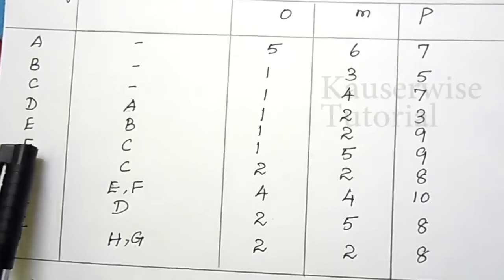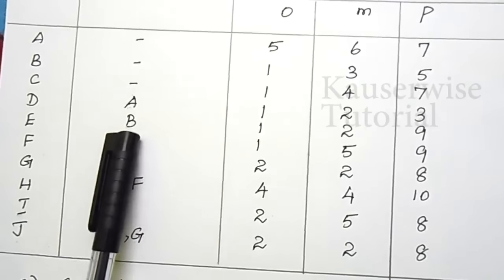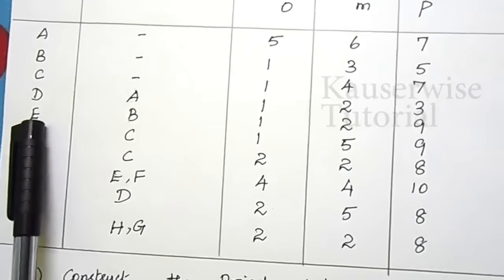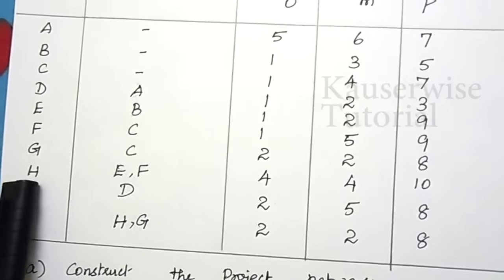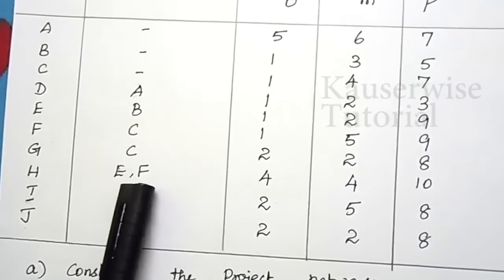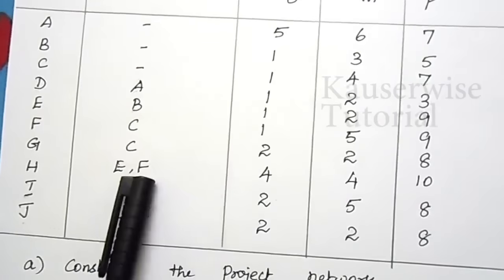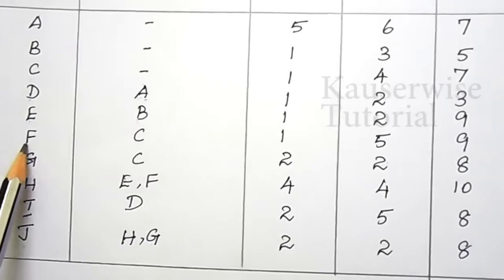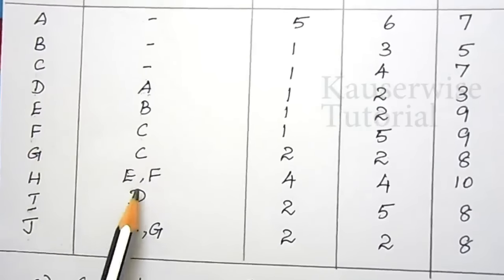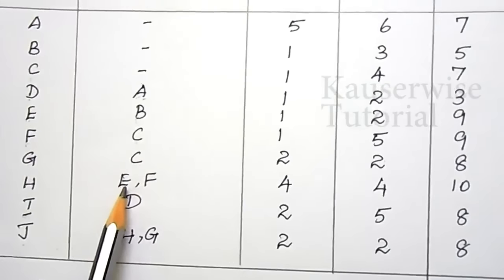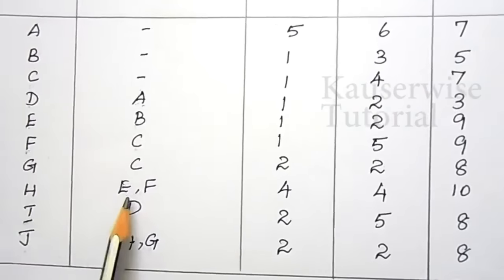In the same way, look at the next activity, activity E. Activity E starts where B is completed. At the same time, check whether E is the predecessor for any other activity. Yes, E is the predecessor for activity H. E ends along with F; both E and F are completed in one particular node. Look at the next activity. Activity F starts where activity C ended, and F ends along with the other activity, E.